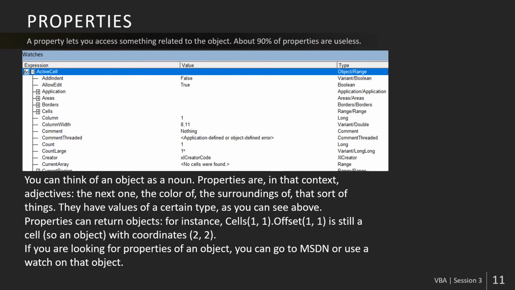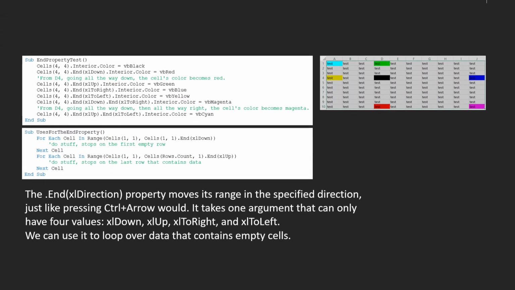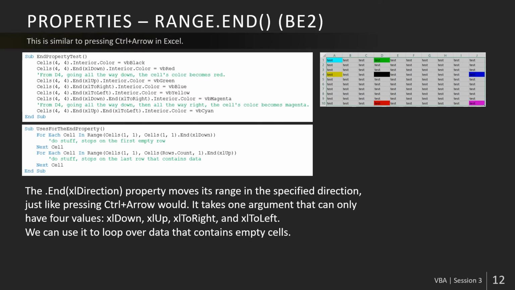Properties in VBA are written by putting a period between the object's name and the property. We have been doing that since session 1 to change the cell's color. A very useful property is called .end. It takes an argument, which is uncommon for a property. That argument can be either xlUp, xlDown, xlToLeft, and xlToRight.